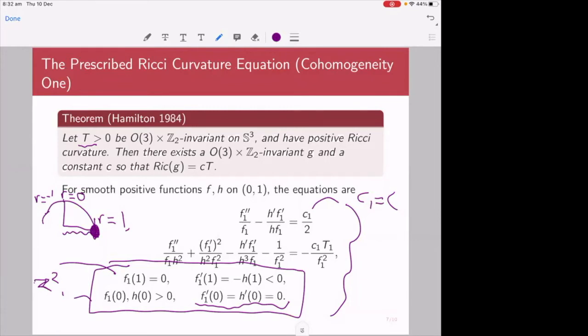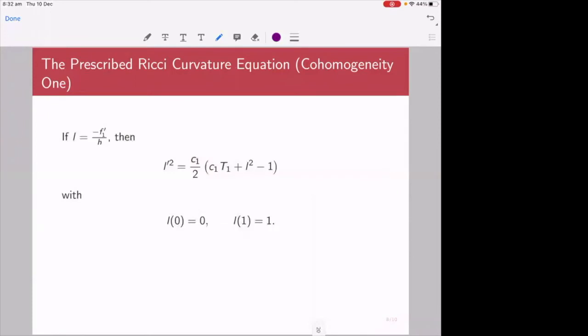So yes, this is the boundary value problem we have to study in order to solve this problem. It looks a bit hairy. Hamilton, in his 1982 paper, had a lot of very funky tricks to solve problems like this. This one, it turns out that a convenient trick to use is to simply introduce the function L, which is given by minus f1 prime divided by h. Once you make this substitution and see what the equations tell you in terms of this function L, they tell you this.